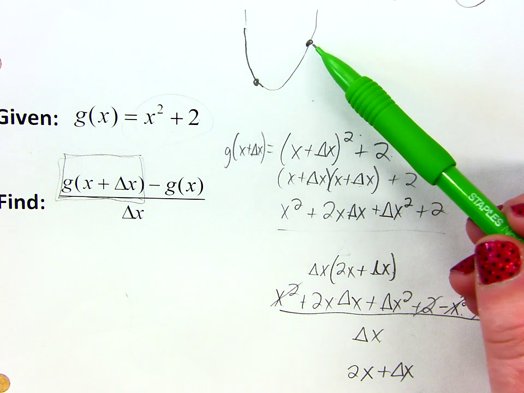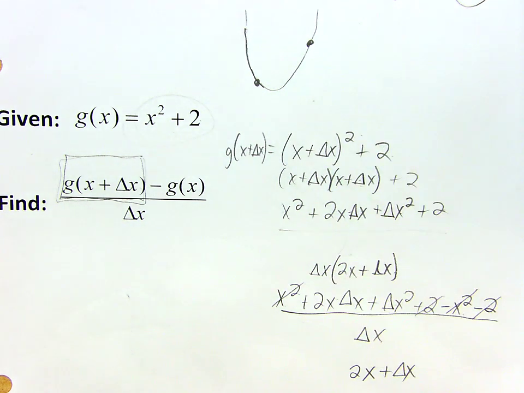So now, if I wanted to go ahead and find the secant line between these points like that, I would plug in x and be able to get that. Nice. So that's the difference quotient. Does that make sense?